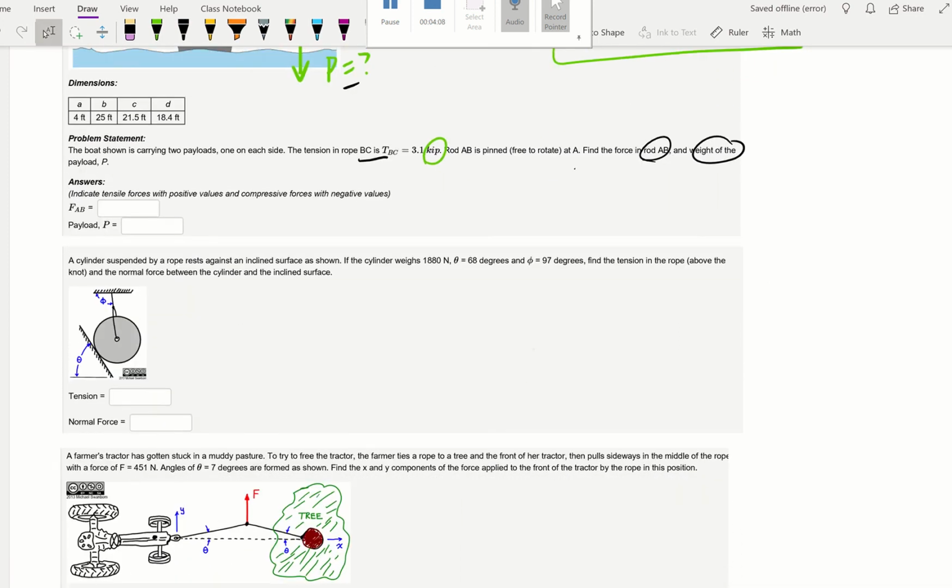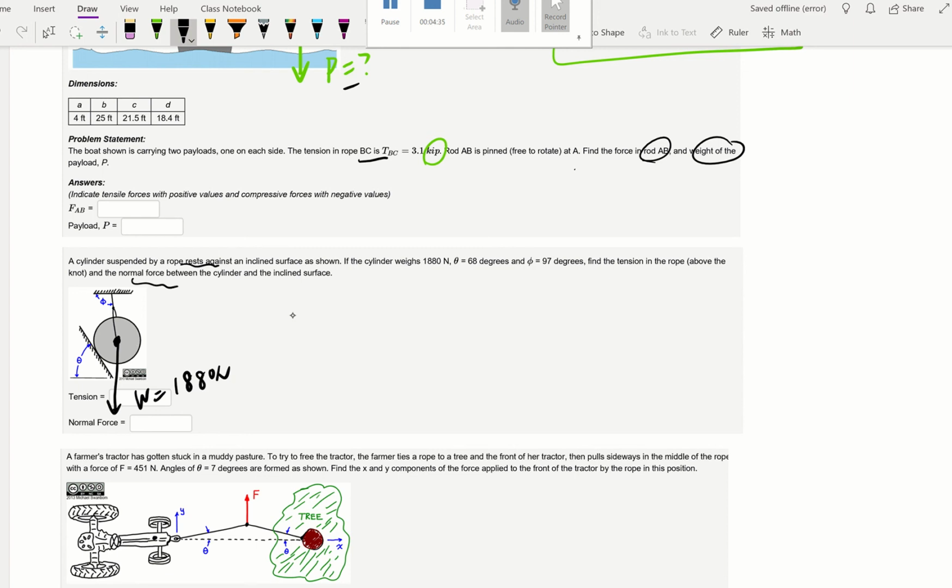Okay, the next problem, they give us a cylinder. They said it's suspended by a rope set on an inclined surface and the weight. So if I were thinking about the center, that's where I'm going to apply all the forces. There's a weight that's going downward. For mine, it's 1880 Newton. Then there's a normal force, right? They're asking what the normal force is going to be.